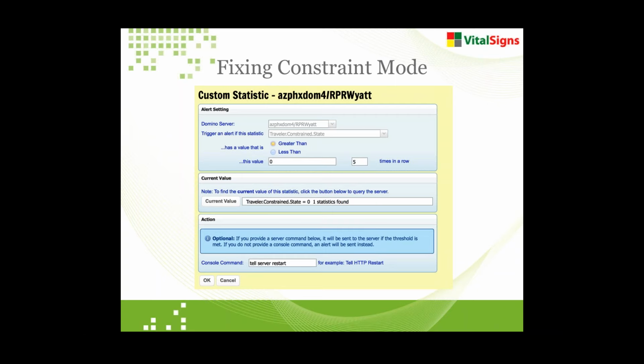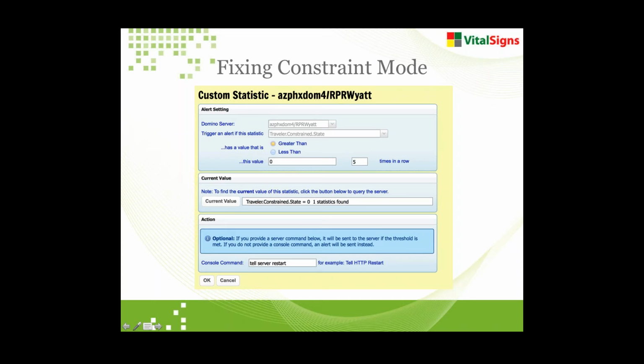One of the lesser known features of VitalSigns is the fact that you can query any Domino server for any statistic and take action based on the number that you get back. This was something that I thought of as I was putting this webinar together. You can query a Traveler server and say, what is the current value of Traveler constrained state? And this kind of works as a greater than or lesser than. Since it's a binary number, we can just say if it's greater than 0, meaning it's 1, and that happens, let's say, 5 times in a row, because constraint can clear on its own, so you wouldn't want to do that on the first instance.